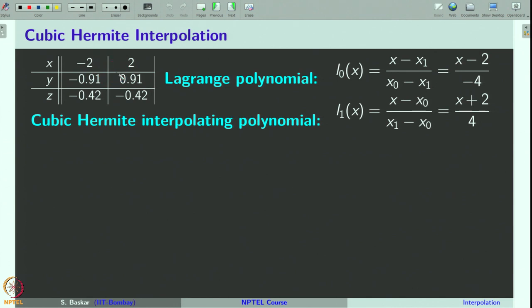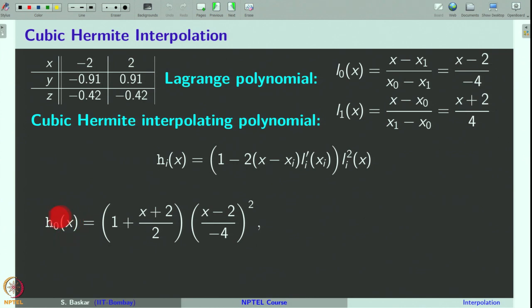Let us recall the formula for hi of x, which is given like this, where i is equal to 0 and 1. For i equal to 0, h naught of x is written in terms of L naught, which is given like this, and for i equal to 1, h 1 of x is written in terms of L 1 of x, which is given like this. Remember, we have to also differentiate the Lagrange polynomials in order to substitute here, right?